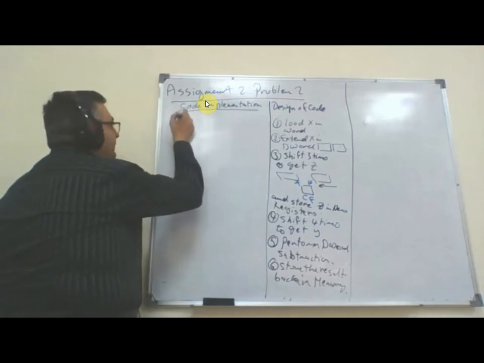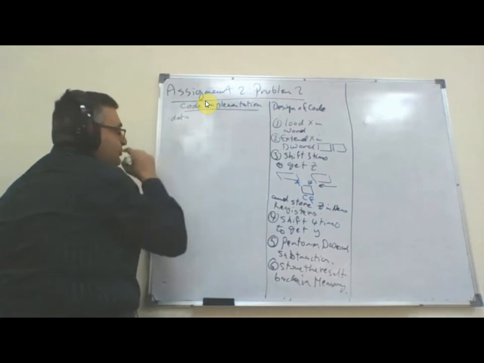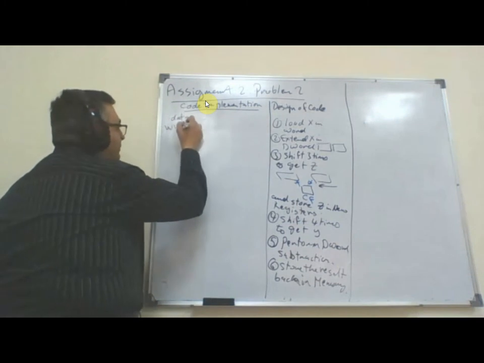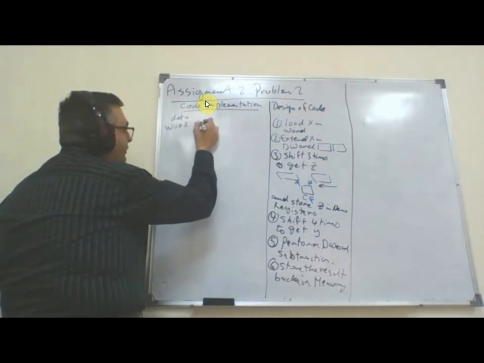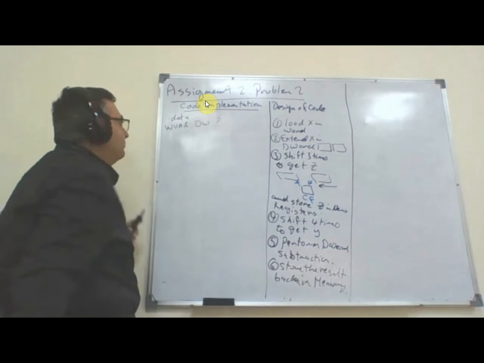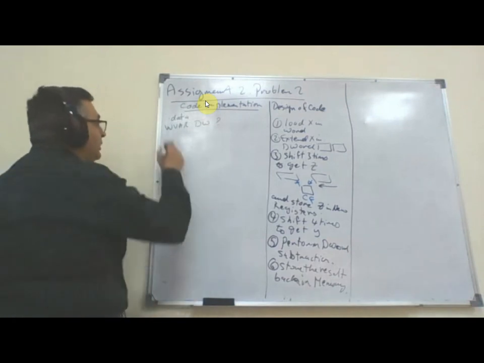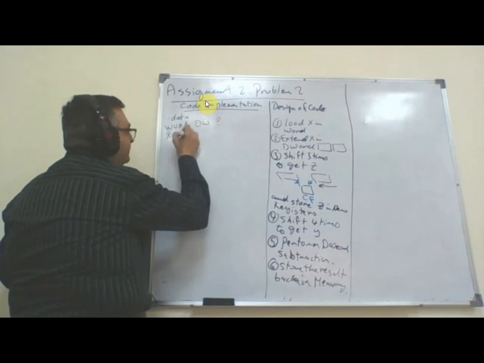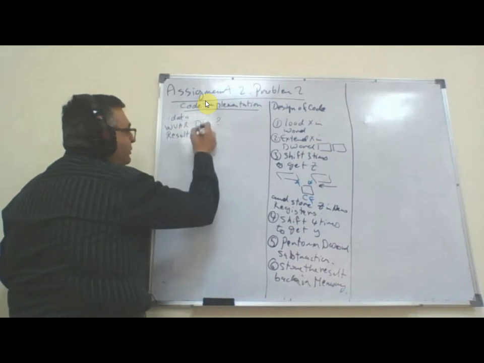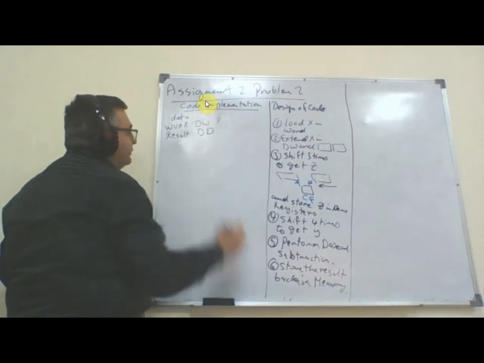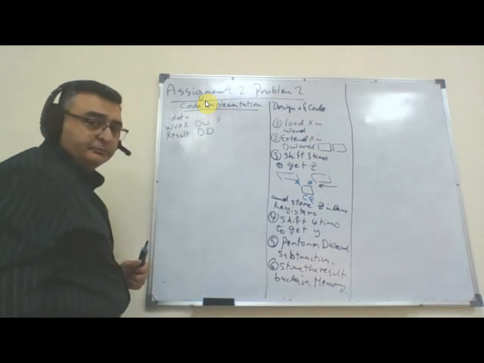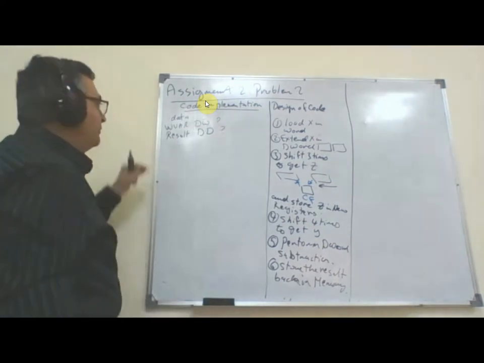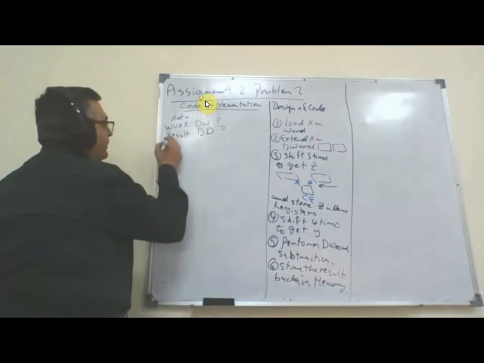The data segment. The data segment has two labels, W var, define word with a question mark. And I have the result. I will call it the result. This is define double. Agree? And a question mark. So I put the definition for my data segment.